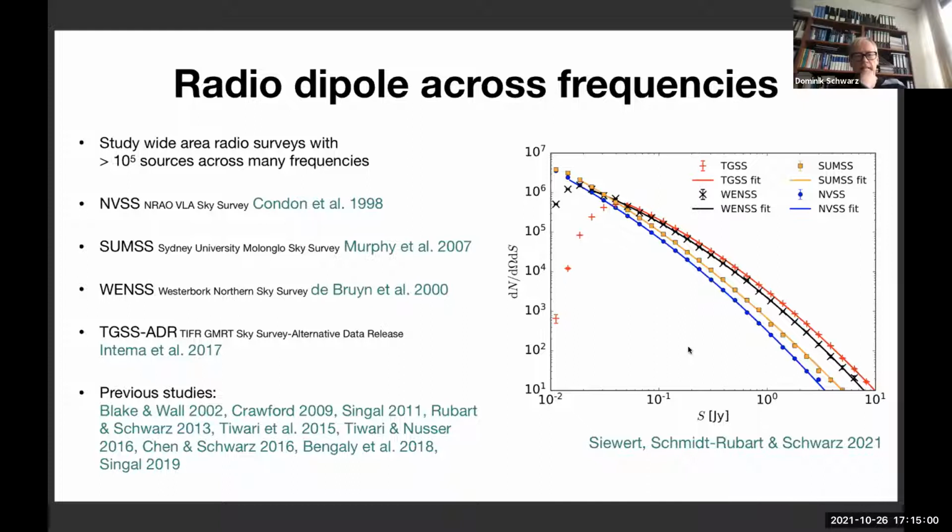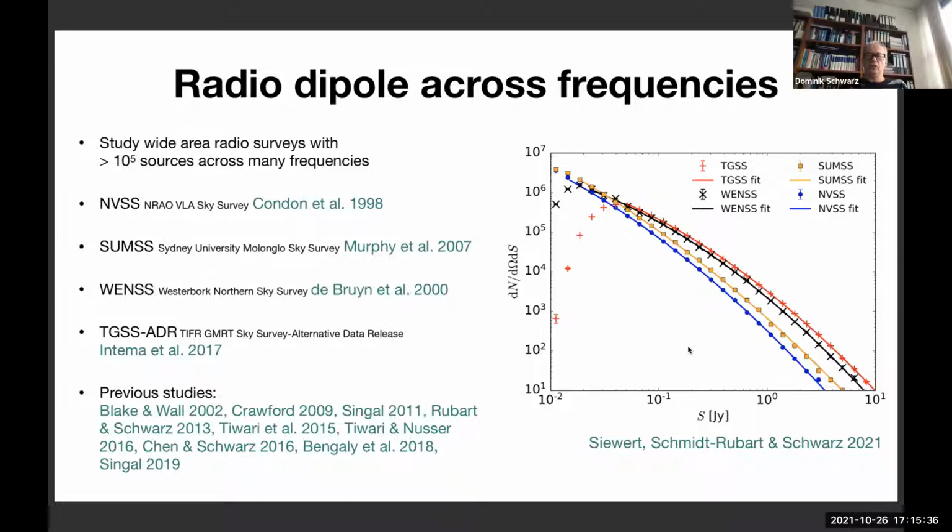And I show you here on the right-hand side what the number counts look like as a function of flux density. So you see that at some point, all these surveys become incomplete. For instance, when the red crosses start to drop down, or when the black crosses start to drop down, this is the point where the survey is incomplete and you should no longer trust the survey at all. So you want to stay away a little bit from the regime where you come to this incompleteness.